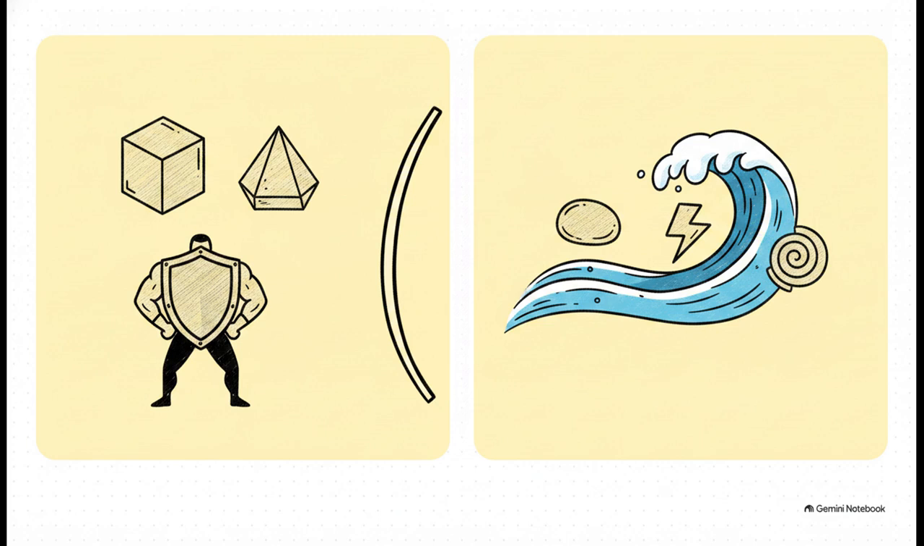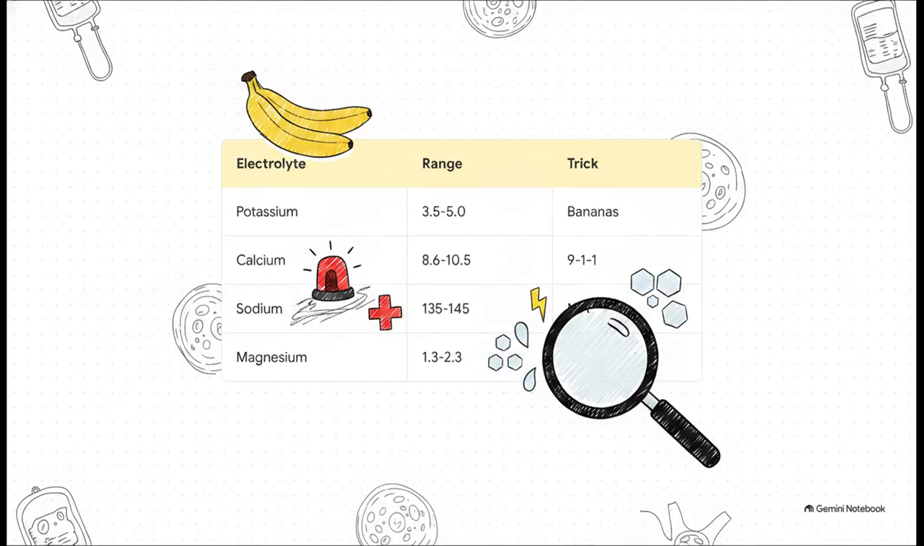If you're a student, memorizing these normal lab ranges is absolutely crucial. But don't sweat it, we've got some great memory tricks to help lock these into your brain. Let's take potassium, which normally ranges from 3.5 to 5.0. Just remember that bananas, an awesome source of potassium, usually come 3 to 5 in a bunch. Easy, right? For calcium, ranging from 8.6 to 10.5, just think call 911, since 9 to 11 roughly covers that normal range. Sodium sits at a neat 135 to 145, and for magnesium, ranging from 1.3 to 2.3, just imagine a magnifying glass helps you see 1.5 to 2.5 times better. It kind of sticks in your brain, doesn't it?